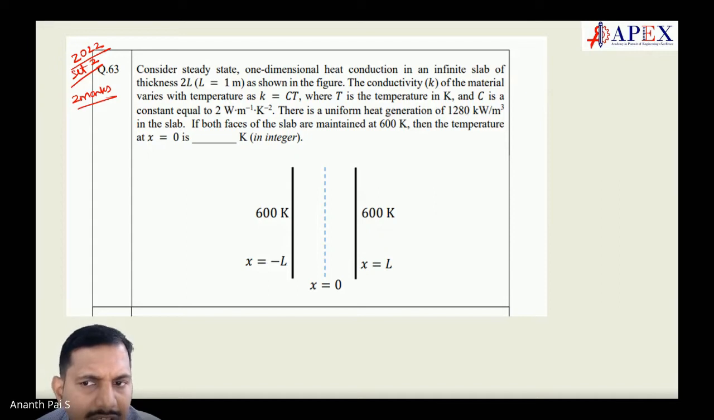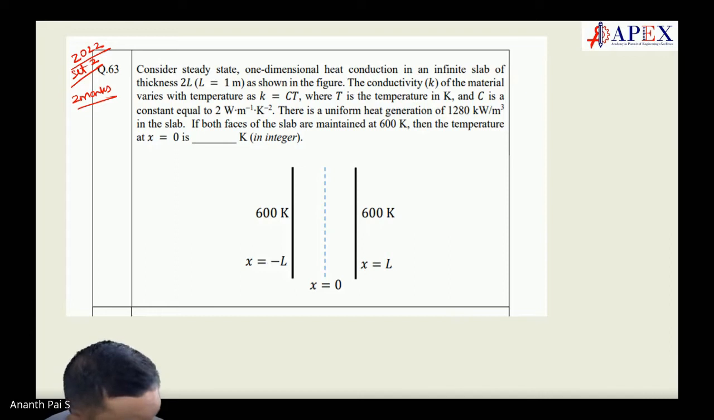The conductivity K of the material varies with the temperature as K is equal to C into T, where T is the temperature in Kelvin and C is a constant equal to 2 watt per meter per Kelvin square. There is uniform heat generation in the slab. If both the faces of the slab are maintained at 600 Kelvin, the temperature at X is equal to 0 is. That is the maximum temperature.